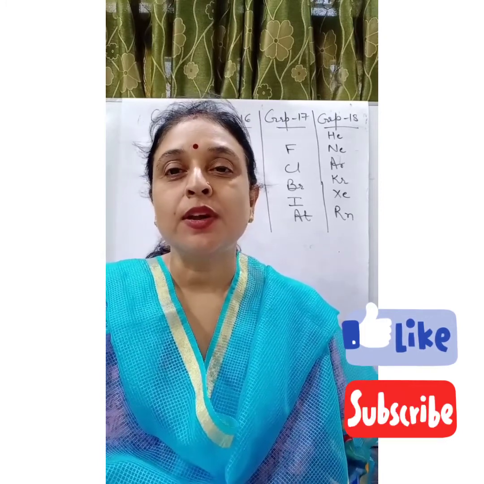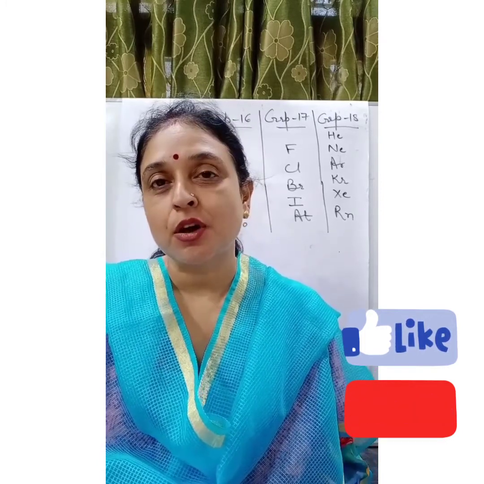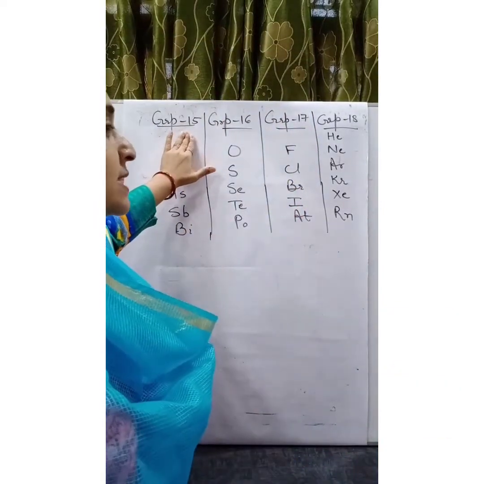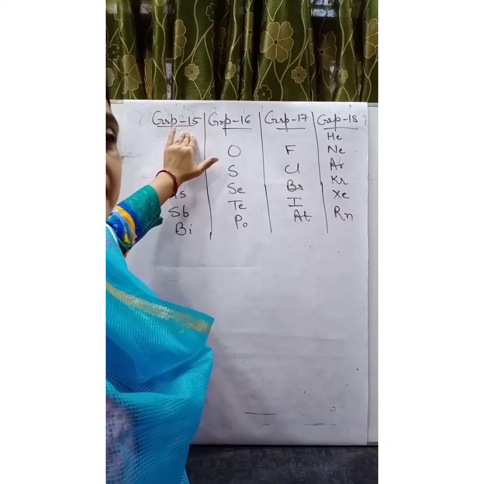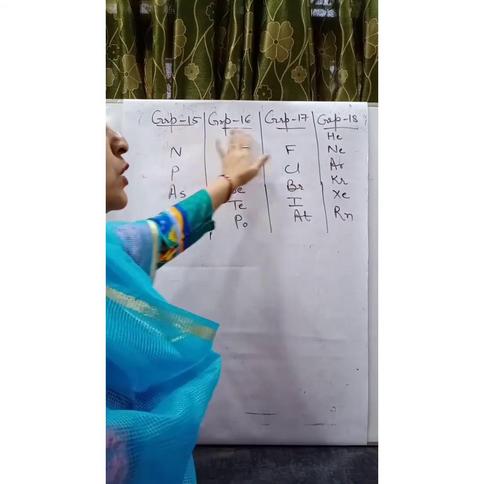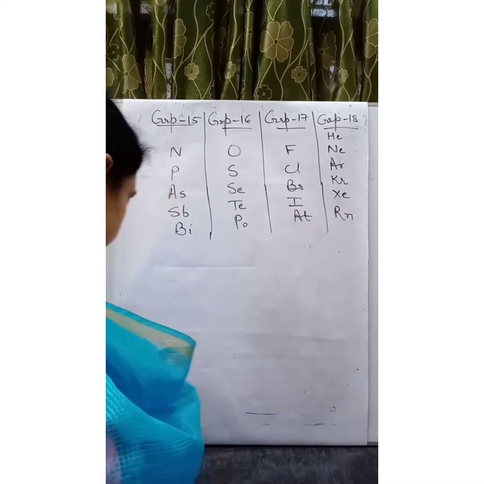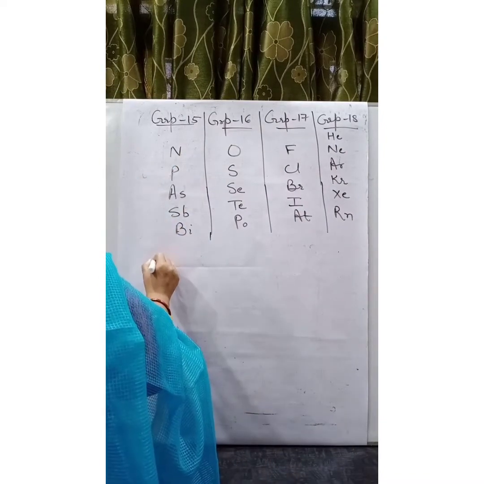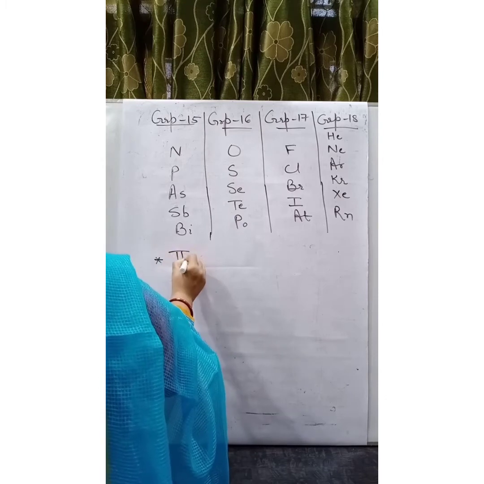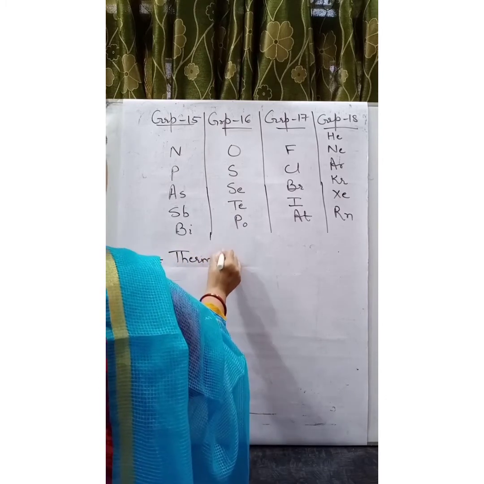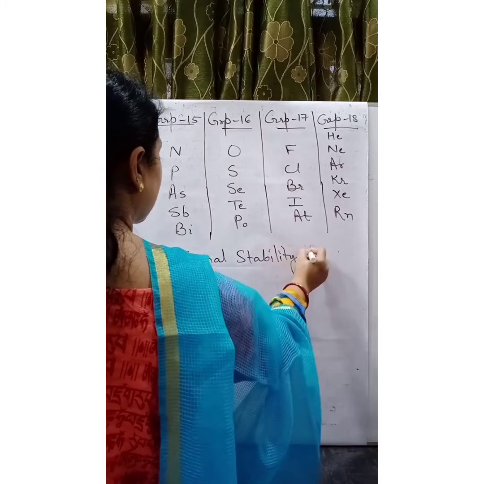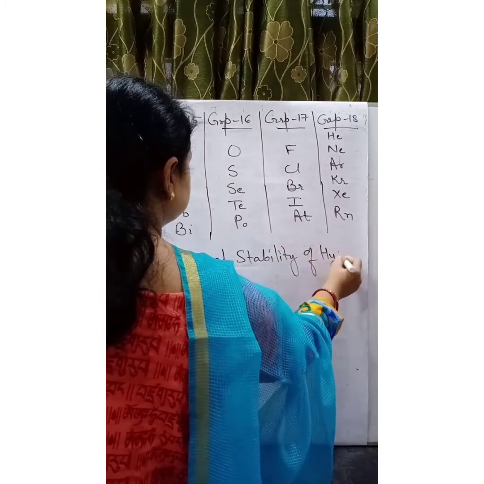In this video, let us continue with the discussion of a few more chemical properties of P block elements. So P block elements, as you already know, we are studying from group number 15 to group number 18. The first property which we will be discussing in this video is thermal stability of hydrides.